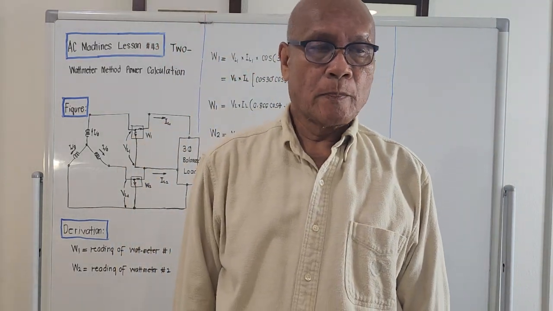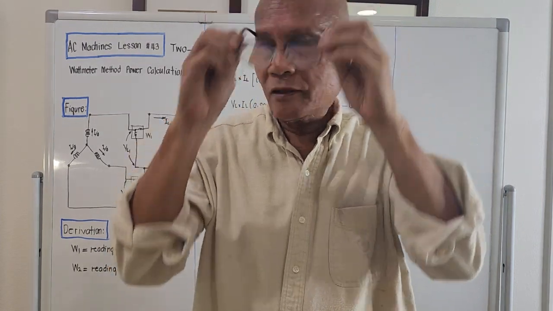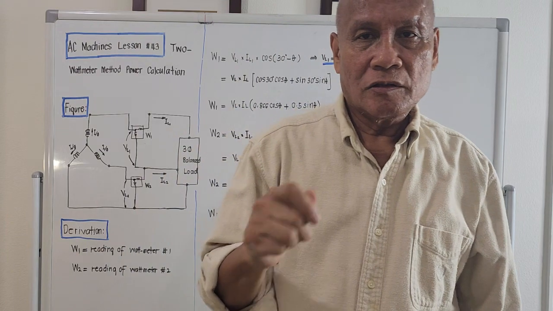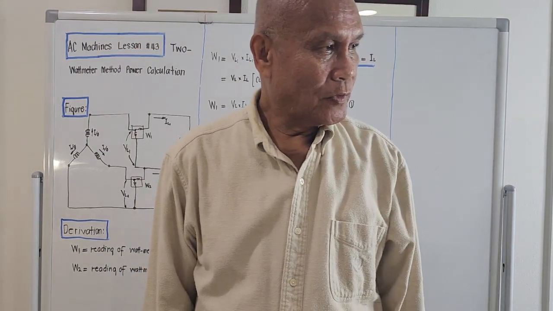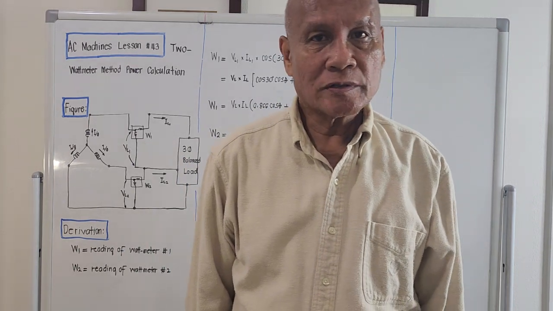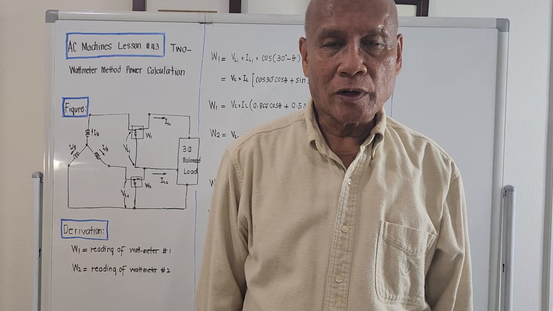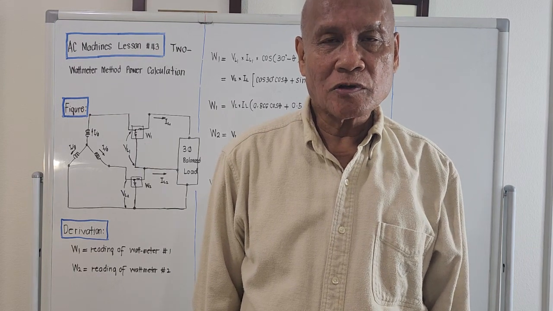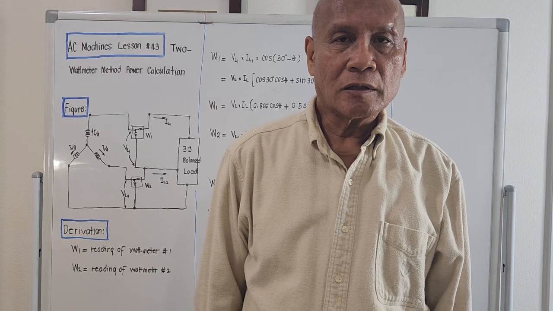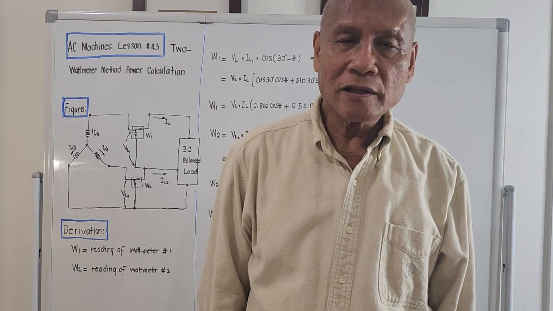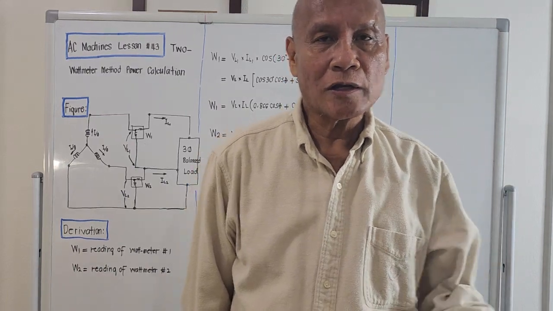My topic for this evening is a very interesting one, and it is one of the foundations of alternating current transformers: the computation of the total power consumed by a three-phase load in terms of the line current and the line-to-line voltage of a balanced three-phase load. Okay, let's proceed.